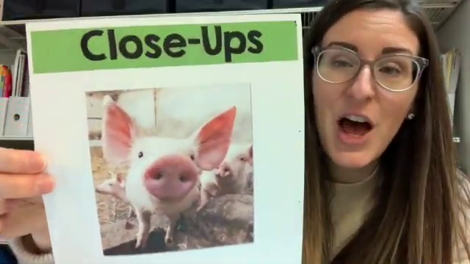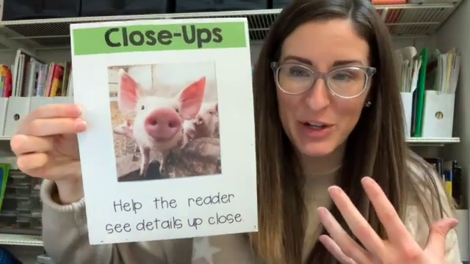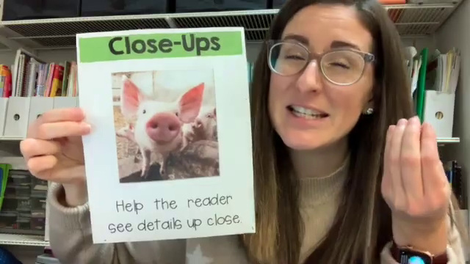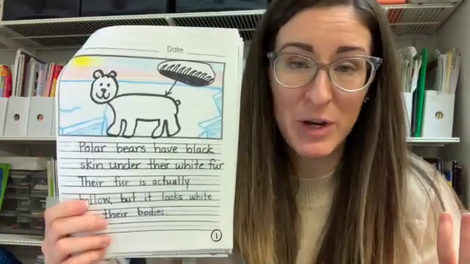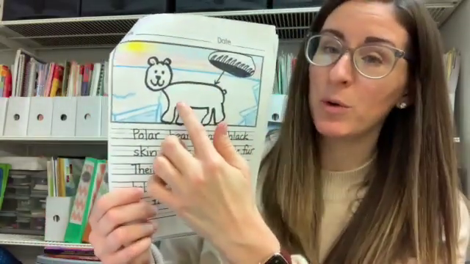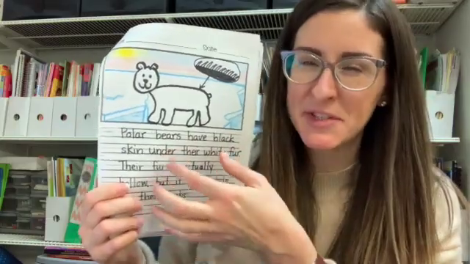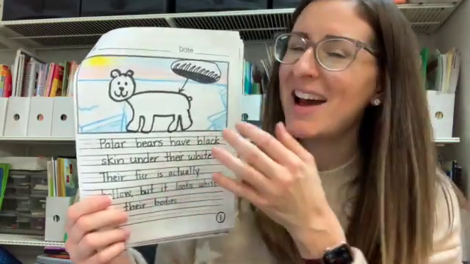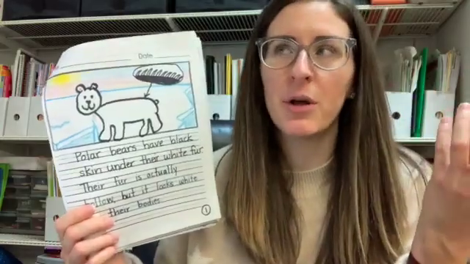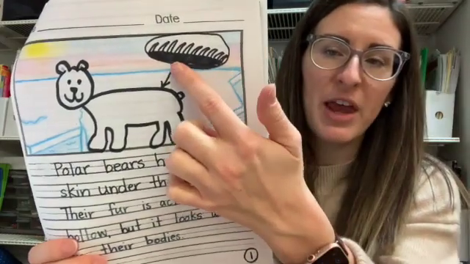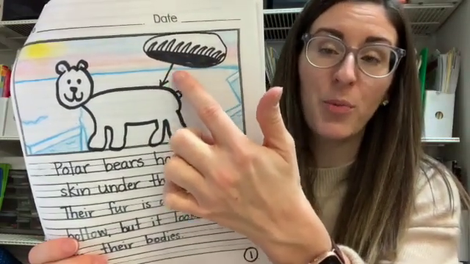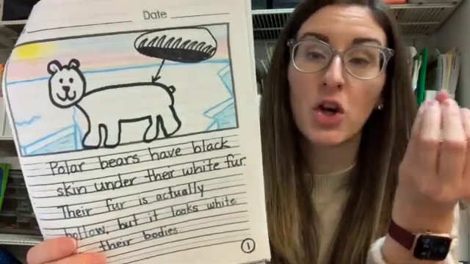Another text feature that we could choose to use in our books is a close-up. A close-up is a type of picture that helps the readers see details in a very close-up way. So I did this on my very first page of writing in my polar bear book. I drew the polar bear, but then since I was talking about skin and fur on this first page, I said, you know what, my reader might want a very close-up picture of what that looks like. So I drew a circle with the arrow, and the arrow points to where I'm drawing a close-up of.